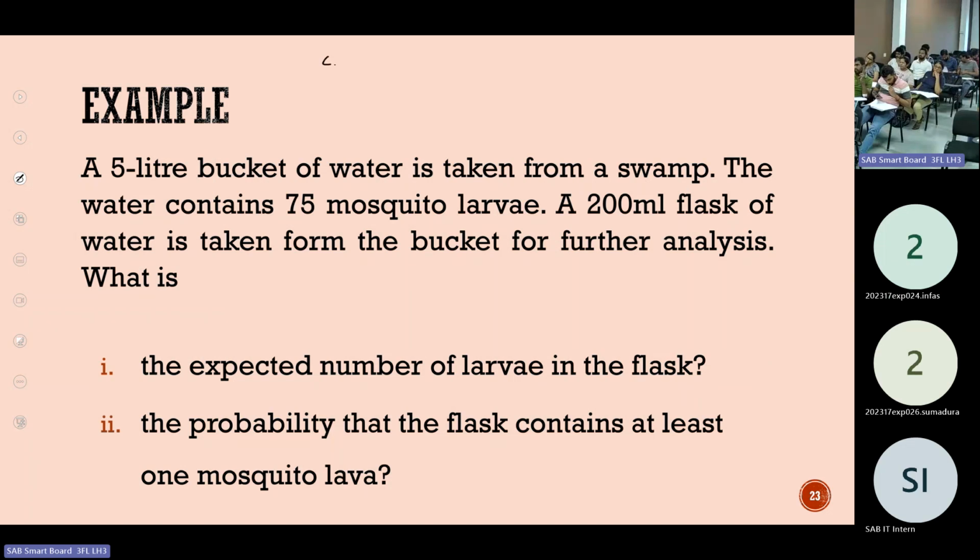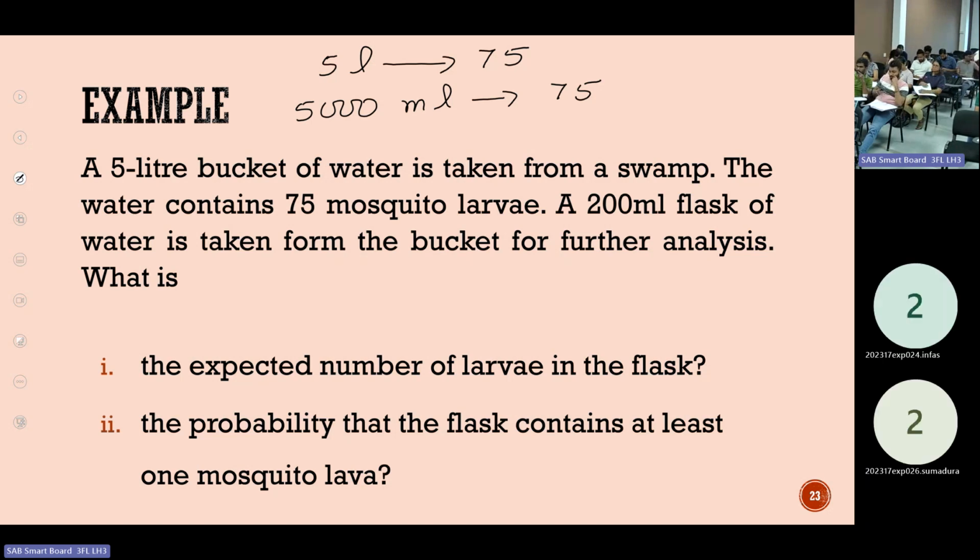Five liters has 75. So here that is in milliliters, so we'll convert this into milliliters. So 5,000 milliliters has 75 mosquito larvae. What we have is 200. So in 200 milliliters, how many are there? So how does the equation go? 75 over 5,000 into 200.